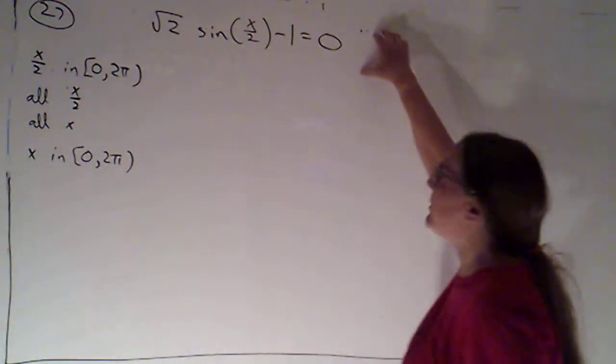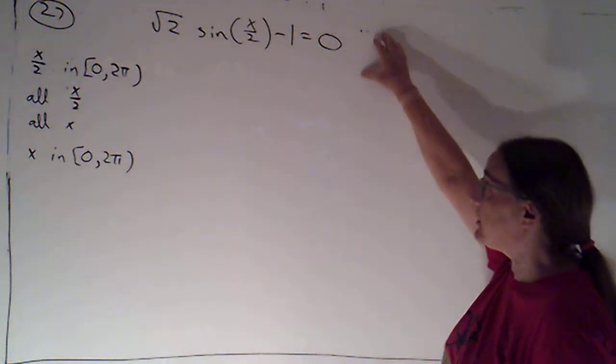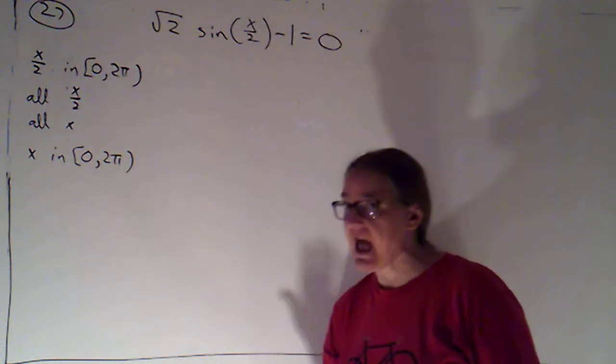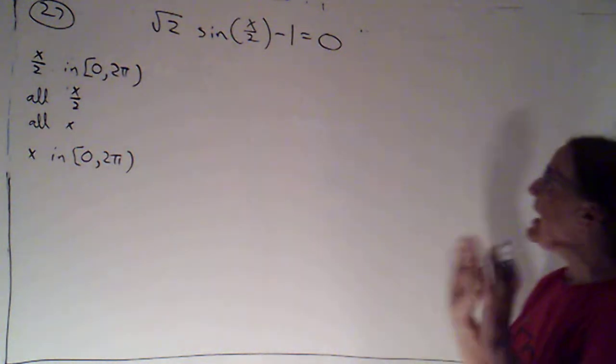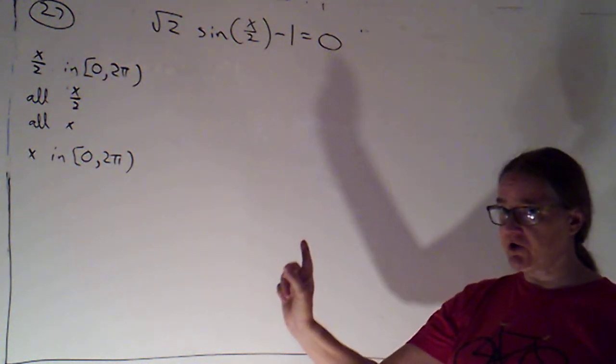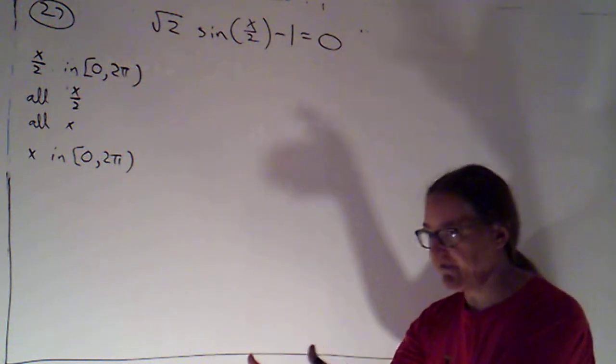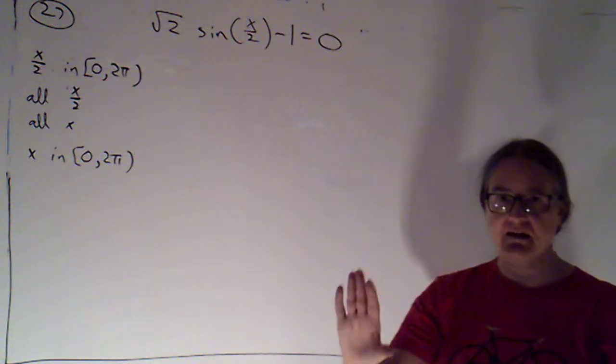At the end of the last video, I left you with this homework problem and the suggestion that even though there's an x over 2 in there, I don't need to use a half angle formula, okay? As long as I just have one trig function and one angle, my approach is always the same. Trig function equals number, find the angle.